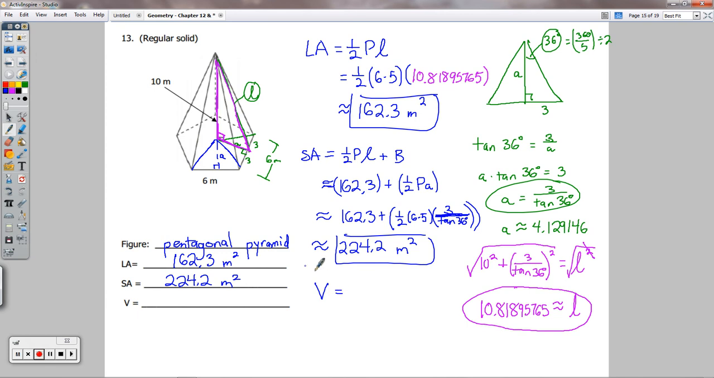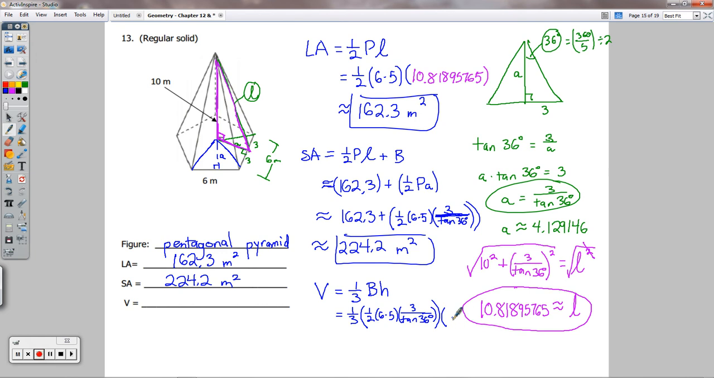The volume of a pyramid is going to be 1/3 area of the base times the height. We know 1/3. We know the area of the base is this value right there. So I'm saying 1/2 of the perimeter times the apothem. 1/2 of 6 times 5 times 3 over the tangent of 36. If you had calculated what B was approximately, you could put that in place of that big thing that I wrote there.